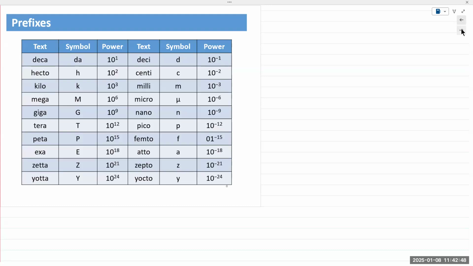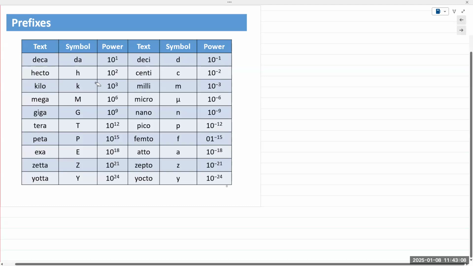Right? As engineers, we work with a wide range of values, from very, very large to very, very small. You might be familiar with some of the ones here in the middle, but I expect you to memorize this entire table. Not really. Even I don't have it memorized. So we are familiar with the ones in the middle, right?